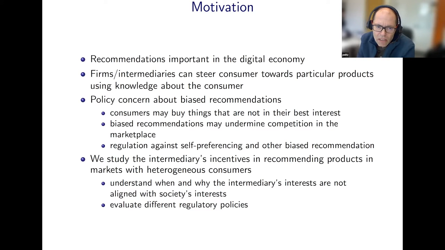Recommendations play an important role in many markets, in particular in the digital economy. We have recommender systems. These are algorithmic solutions which tell consumers which kind of products they may want to look at, they may want to buy. And what we have been seeing in the digital economy is that many of those recommendations are personalized. So they are conditioned on some characteristics of consumers.